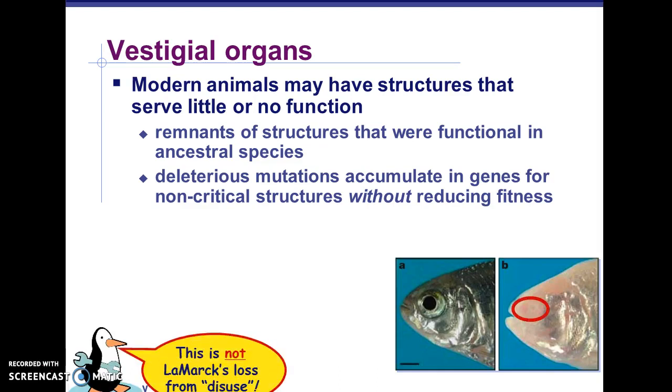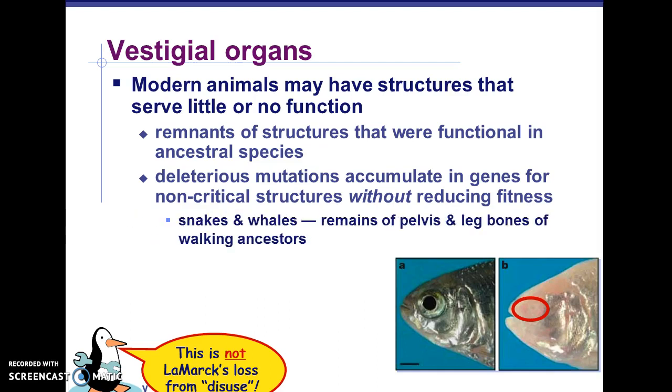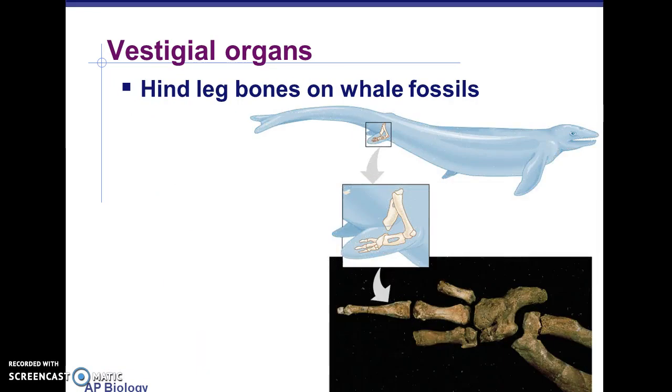So, again, we have a fish with no eye. Snakes and whales, remains of a pelvis and leg bones. Eyes on blind cavefish, which is what we're taking a look at here. Human tailbone is an example of vestigial structure. Here's the hind limb I was talking about in whales.